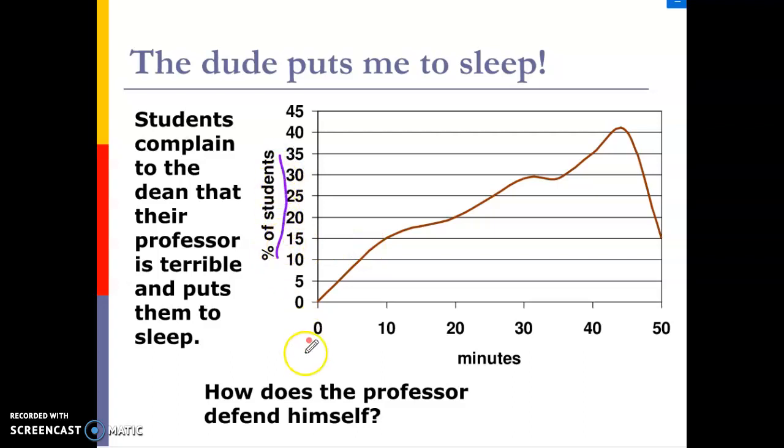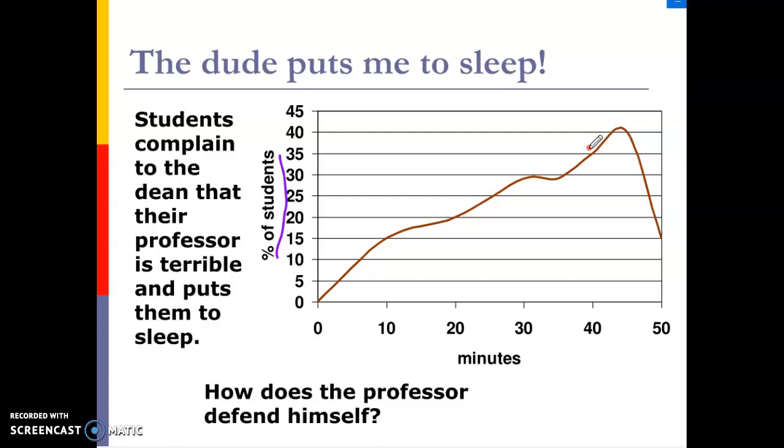So that's what's happening here. At any particular time, what percentage of the class is asleep? That's what we're looking at here. Now the question becomes, the professor and the dean get together, they meet, they talk about the class. The professor's not going for it, because you know how sometimes professors can be, and wants to defend himself or herself. So if I'm the professor, how do I defend myself?